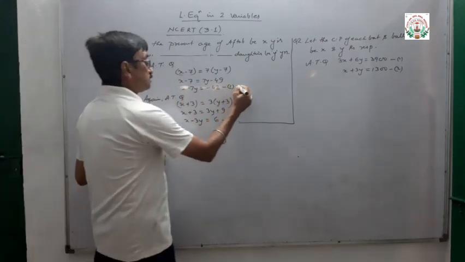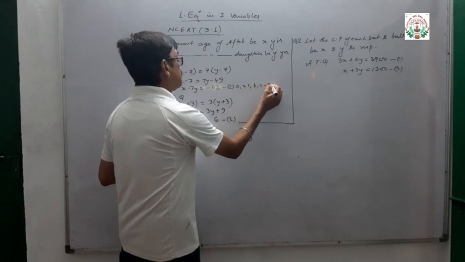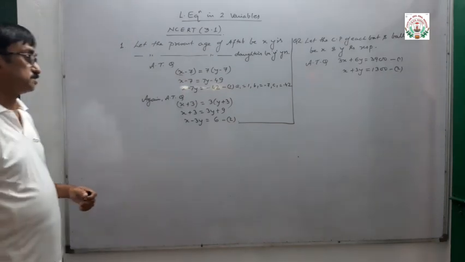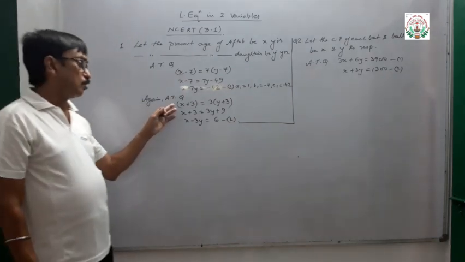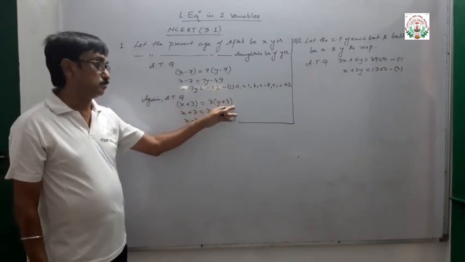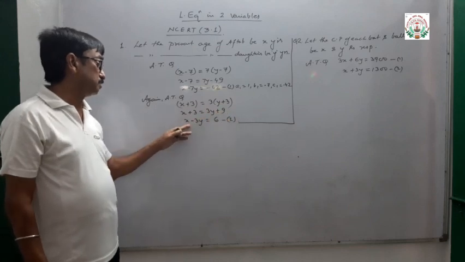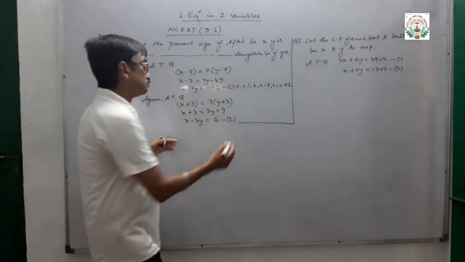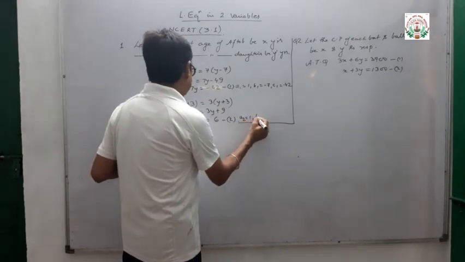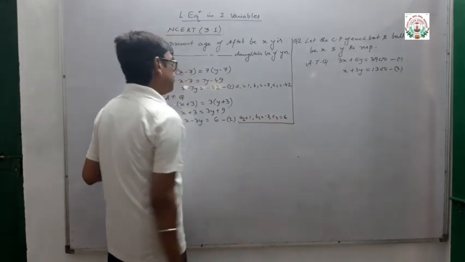So here we can see that the value of a1 is 1, the value of b1 is minus 7, the value of c1 is minus 42. In the same way, the second condition, after 3 years, the age is 3 times. So x plus 3 is equal to 3 into y plus 3. So we get the equation x minus 3y is equal to 6. So here a2 is 1, b2 is minus 3 and c2 is 6.